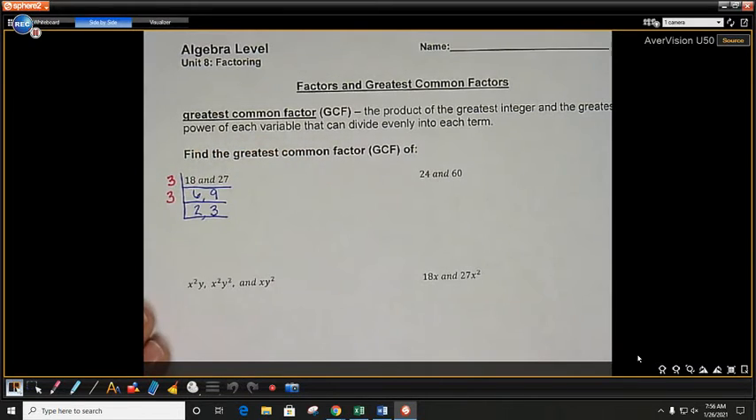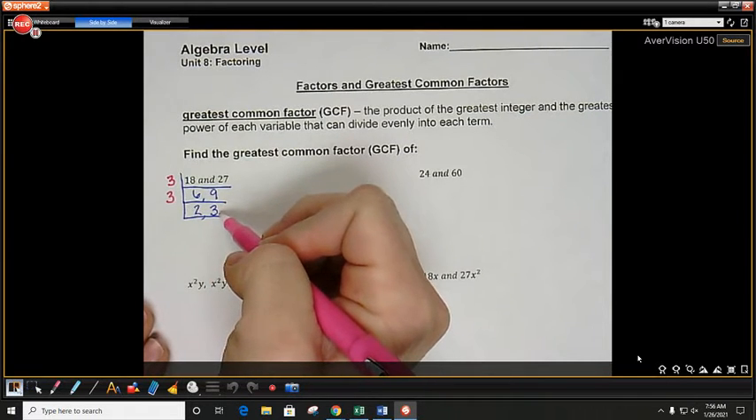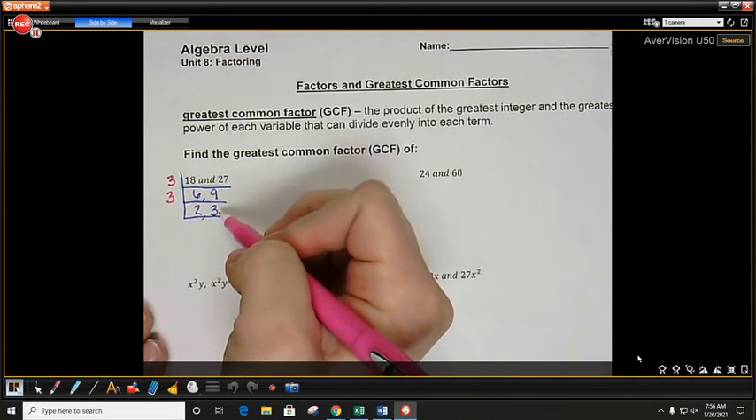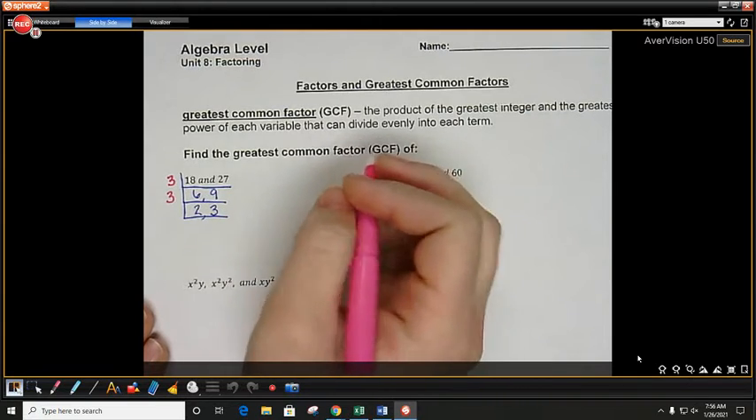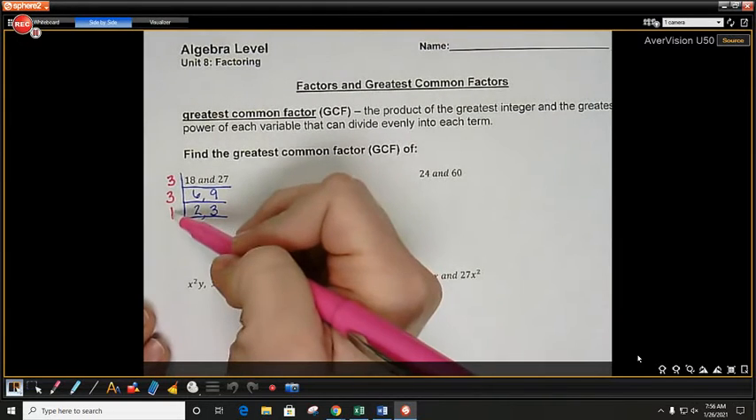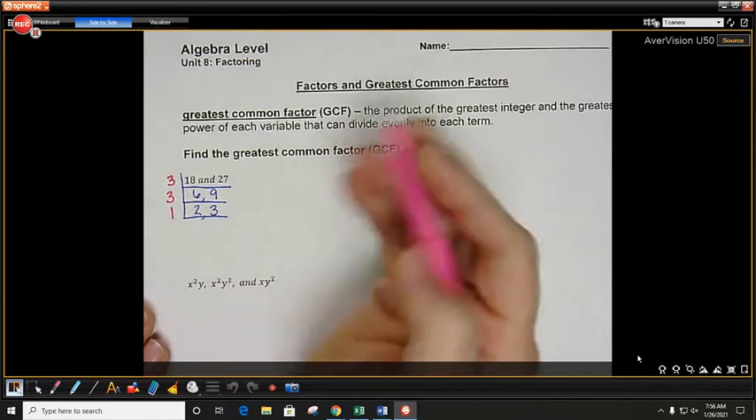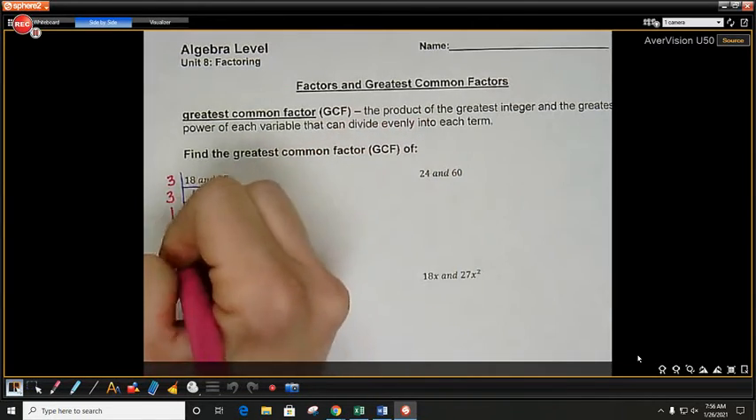Do another layer of your upside down division. And now we're trying to find a common factor of 2 and 3. Well, 2 is prime and 3 is prime, so there's nothing other than 1 that they're both divisible by. You know you're done doing your upside down division whenever the only common factor is 1. Everything has a factor of 1, so that's why the last row of your upside down division should always be a factor of 1. That's when you know that you are done.